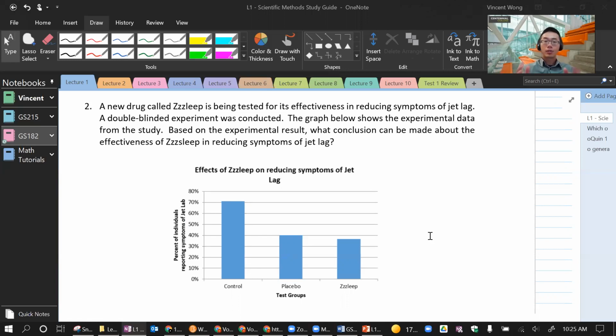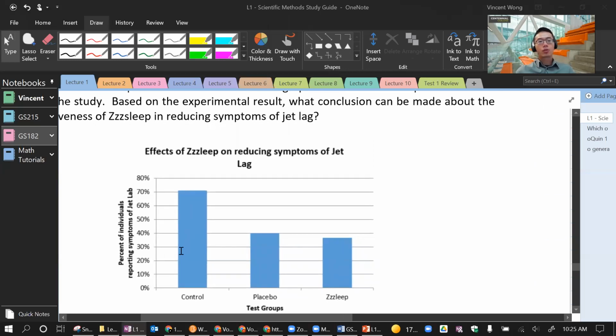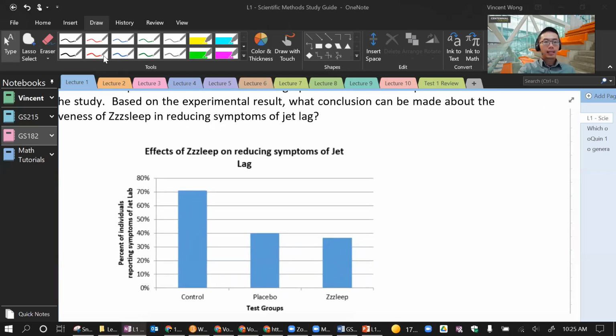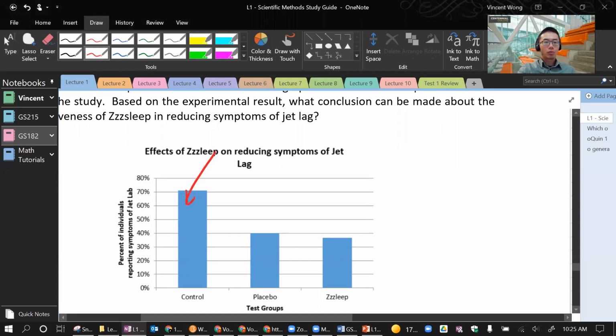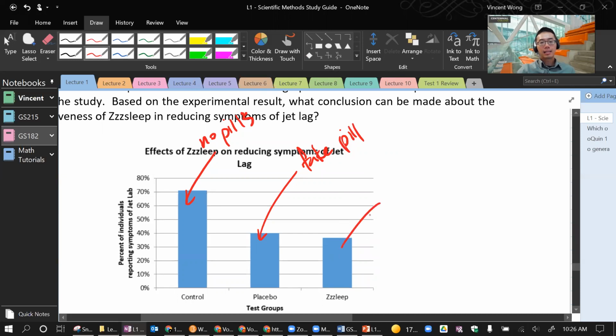So let's take a look at how to answer this question. We have 3 groups here. We have the control group. Control group means not taking the drug, right? So no pills. And then the placebo is taking a sugar pill, or we can call it a fake pill. We will tell them, hey, this is the new drug, the Sleep drug. You take it, but then it's actually not. It's just like sugar maybe. And then this is the actual pill, right? The Sleep.